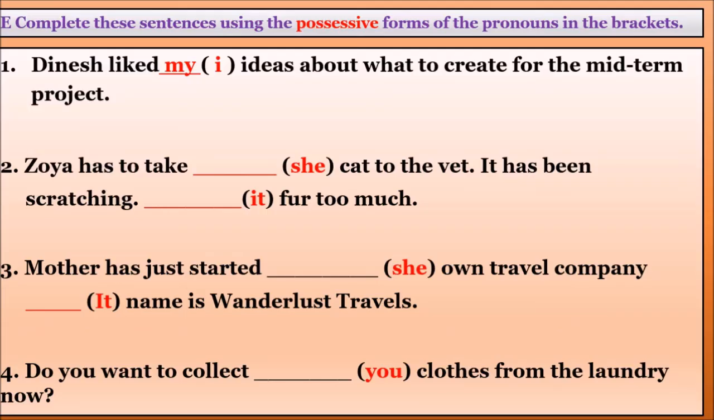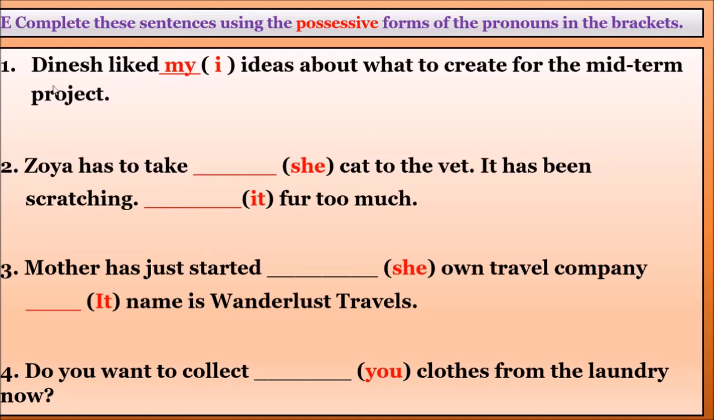So with this help, let us do the exercise part now guys. So take the E Roman now. Turn the page and take the E Roman. In that E Roman, look, complete these sentences using the possessive forms of the pronouns in the brackets. So this exercise is purely related to the possessive forms. Possessive forms means showing that that particular thing or person belongs to whom.